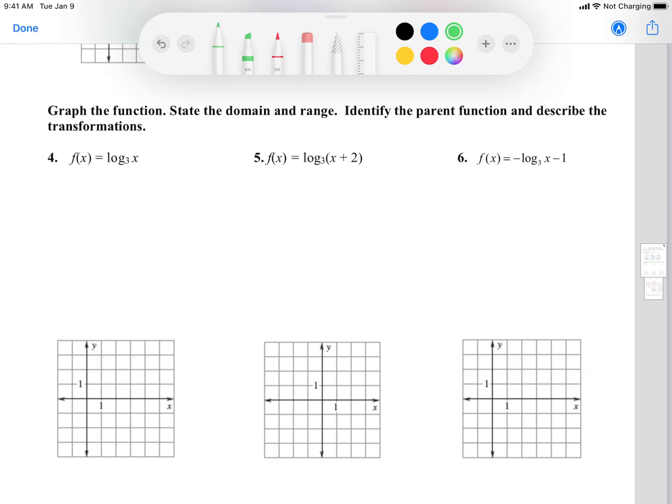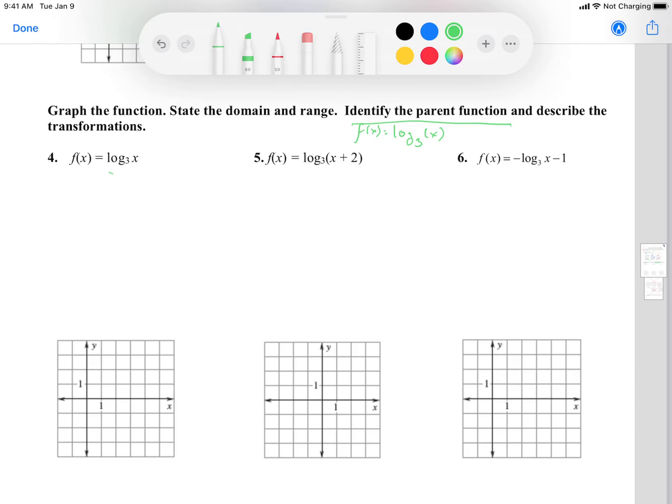Here we go. So for number 4, 5, and 6, we're going to graph each function, state the domain and range, identify the parent function, and describe the transformations. Now we're not going to have to do the identify-the-parent-function part, because if I look at log base 3 of x, log base 3 of x plus 2, and negative log base 3 of x minus 1, my parent function for all three of these is log base 3 of x. As for describing the transformations, we're going to look at that in just a second.